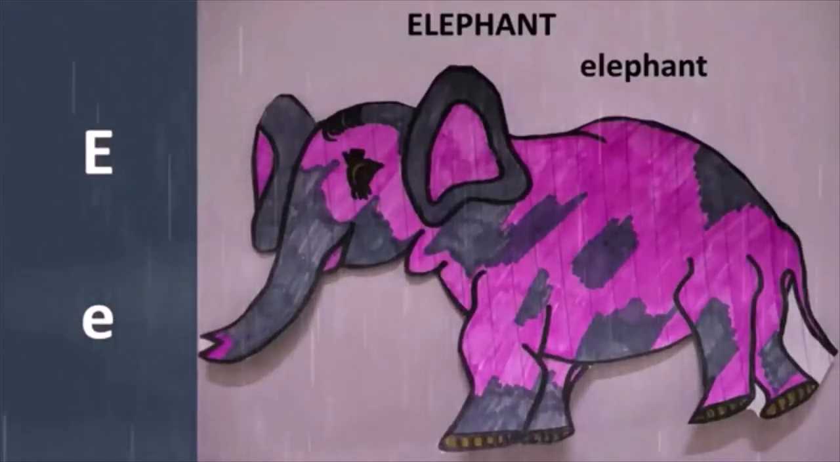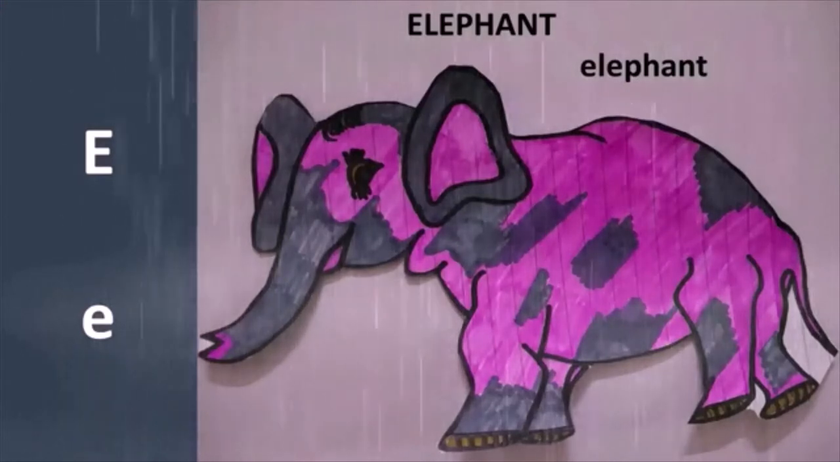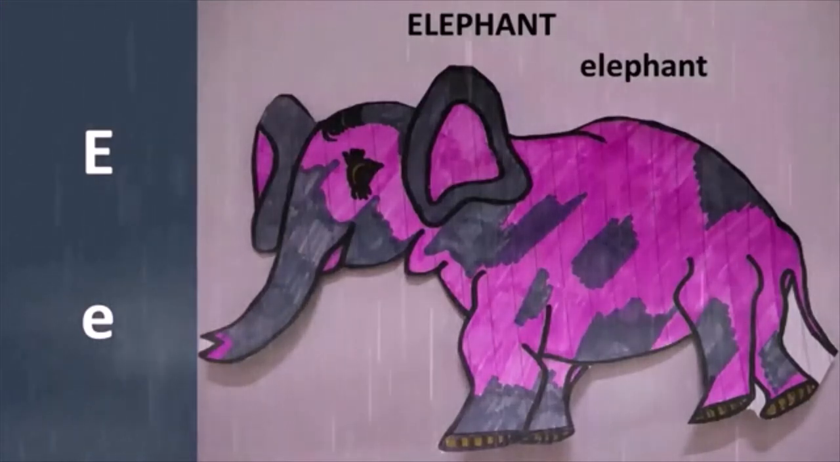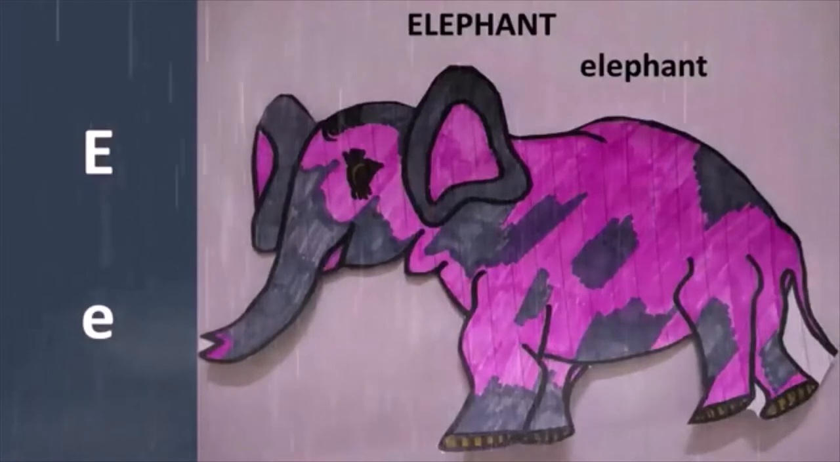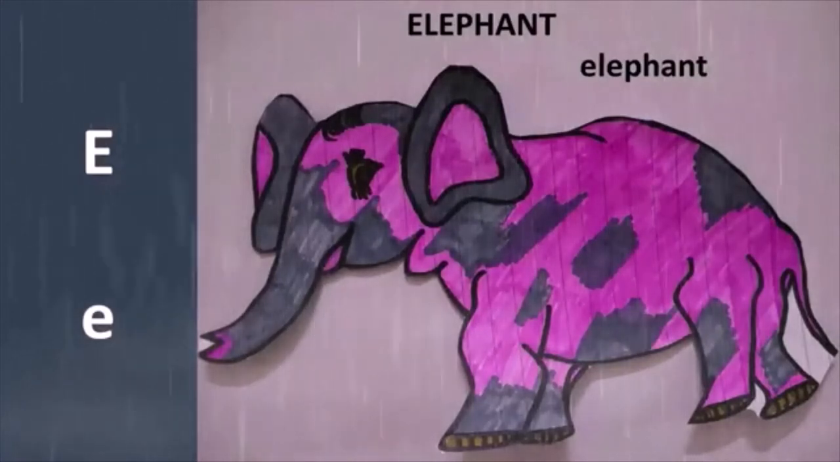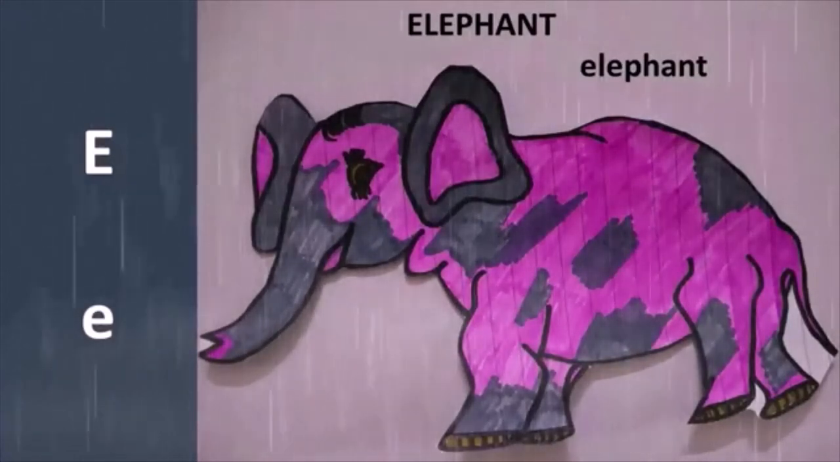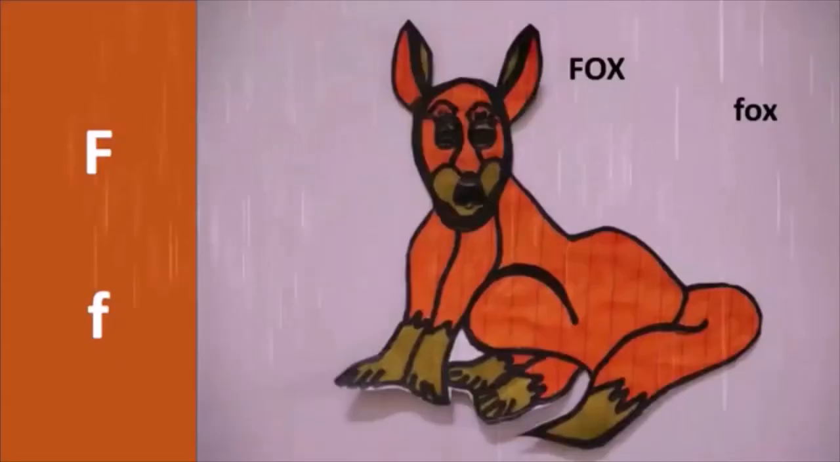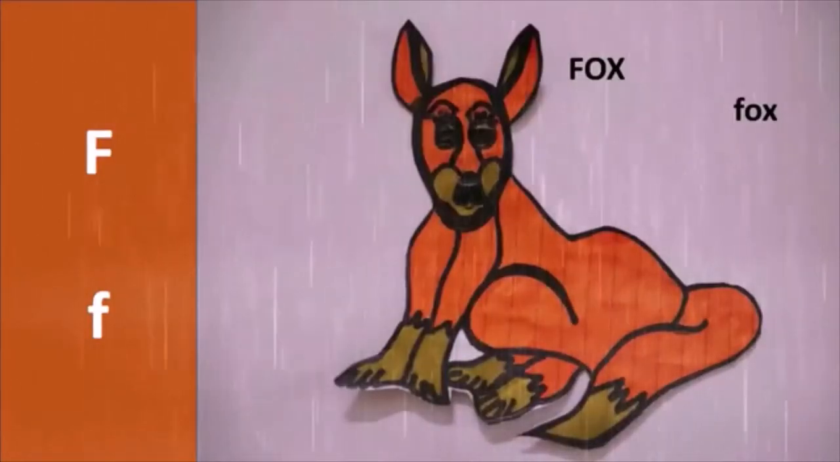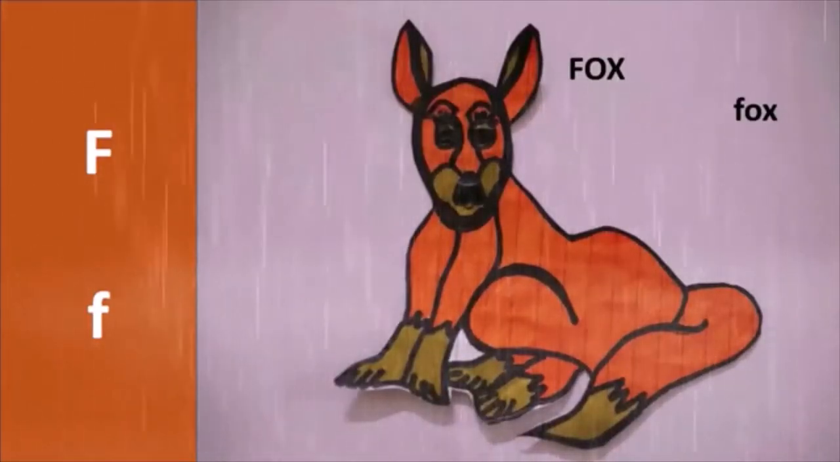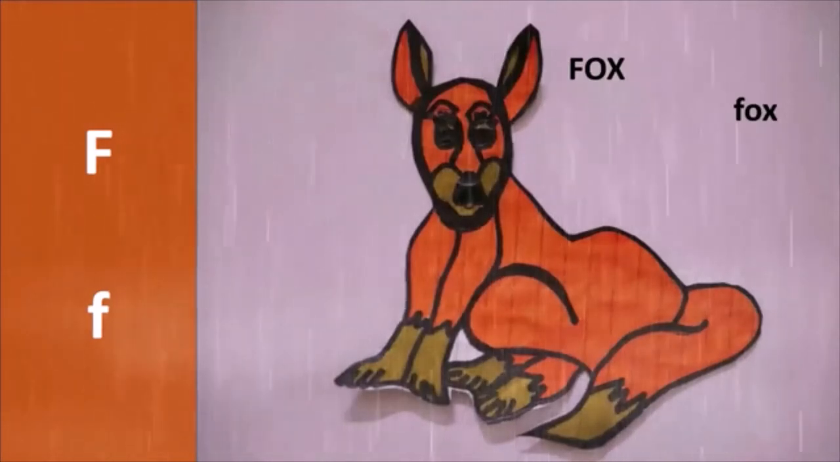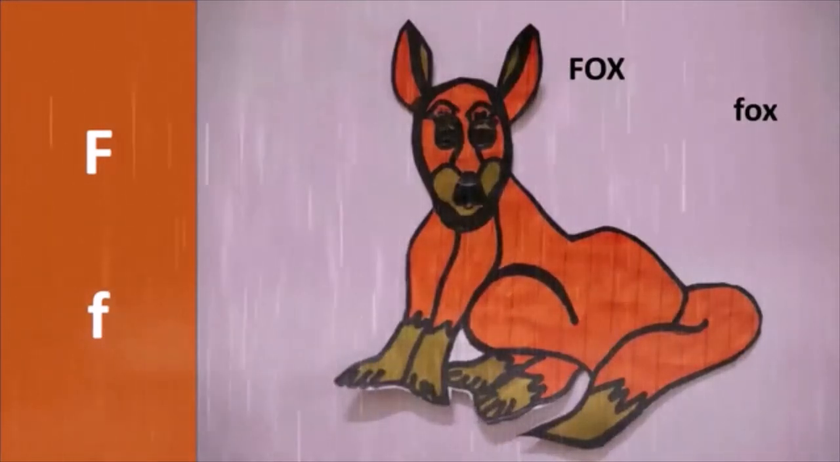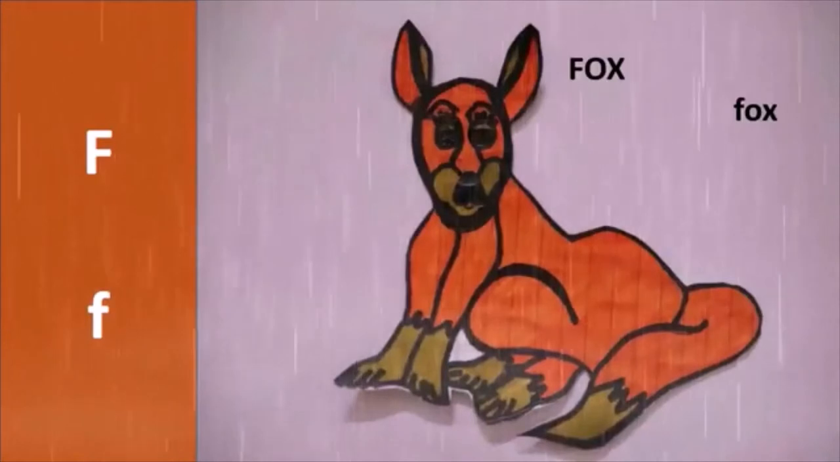Elephant. E is for elephant. Fox. F is for fox.